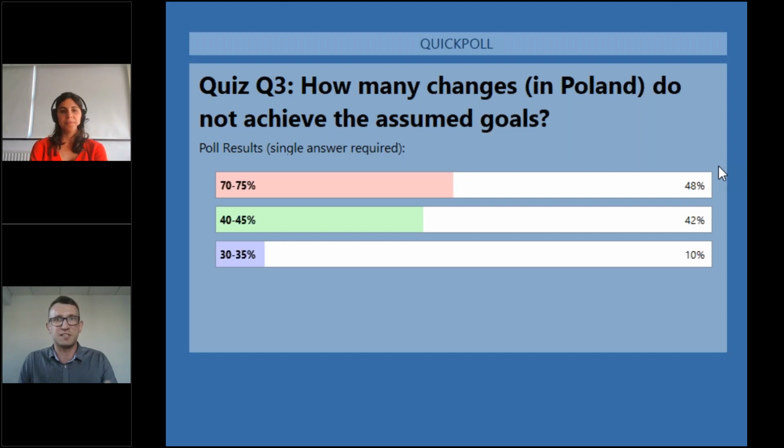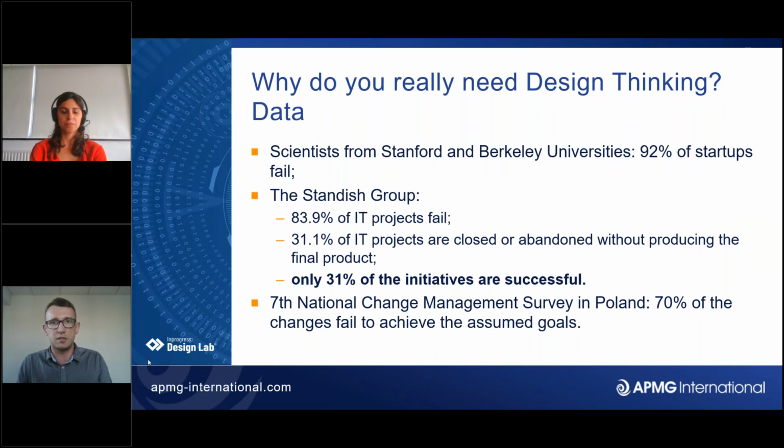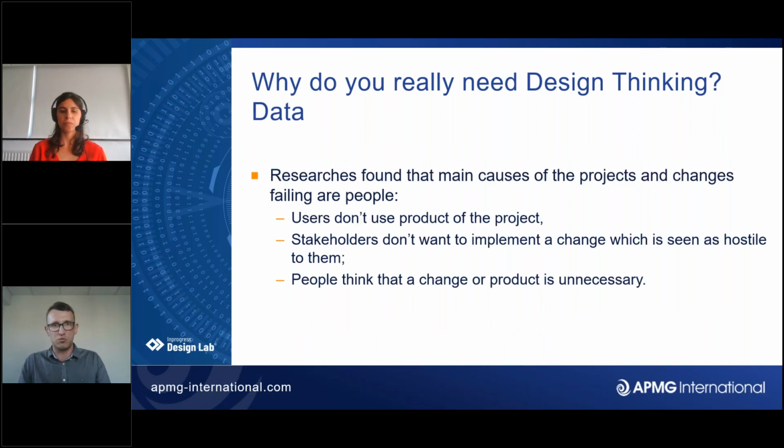42% thought it is less, and 10% of you told that 30 to 35% of changes managed in Poland failed to achieve the assumed goals. So as you can see, the data shows that there is a lot of room for improvement in how organizations work, how we develop, and how organizations should work.